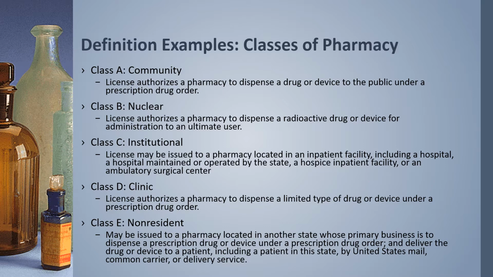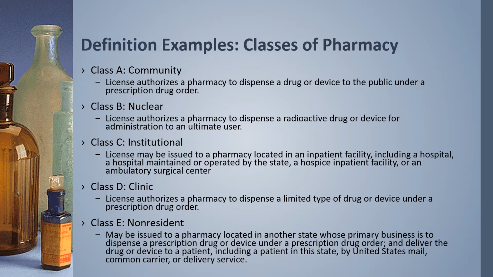Some examples of important definitions found within the Texas Pharmacy Act, section 551.003, are the various classes of pharmacy. We're going to talk about one today, and that's Class A pharmacy, which is a community pharmacy. That license authorizes a pharmacy to dispense a drug or device to the public under a prescription drug order.